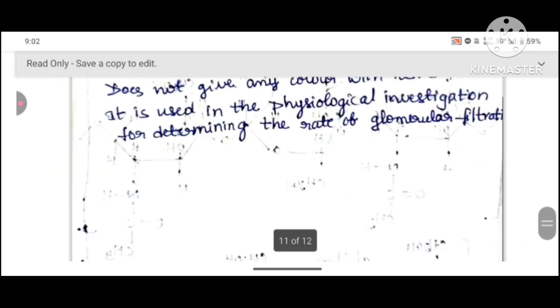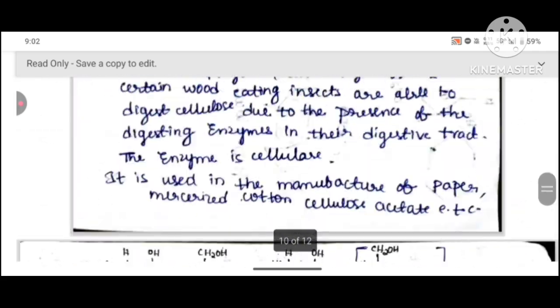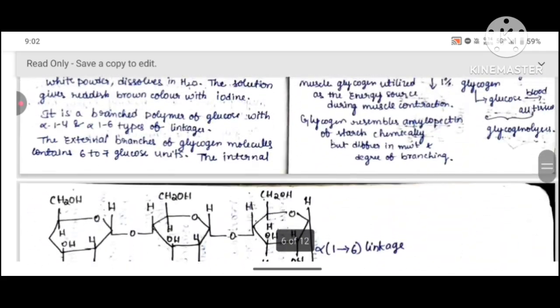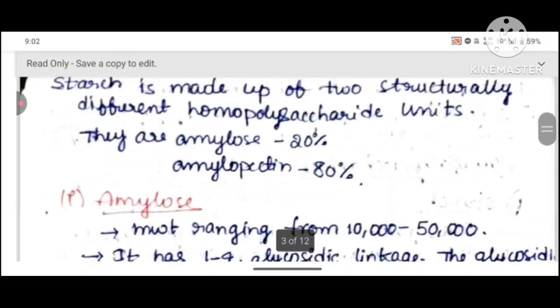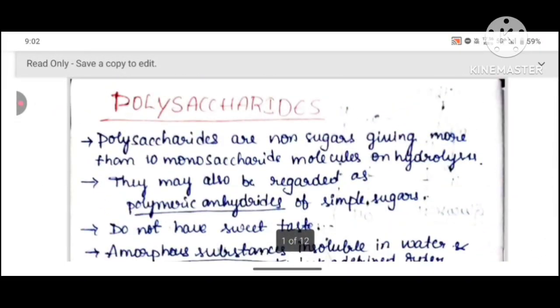So these are the homopolysaccharides, which is one type of classification of polysaccharides. In the next lecture, we will see heteropolysaccharides.